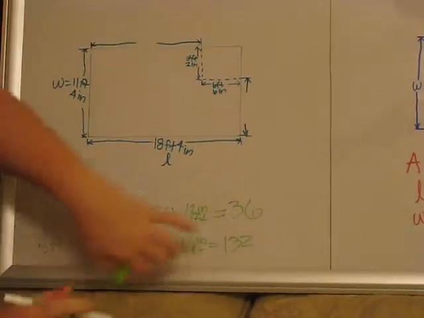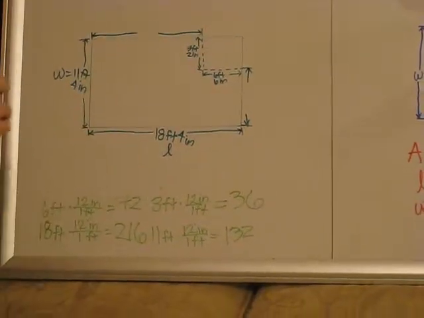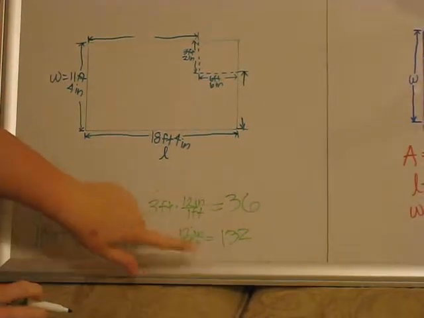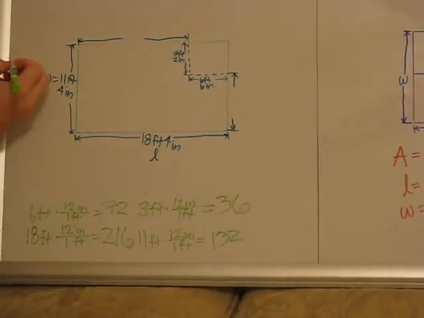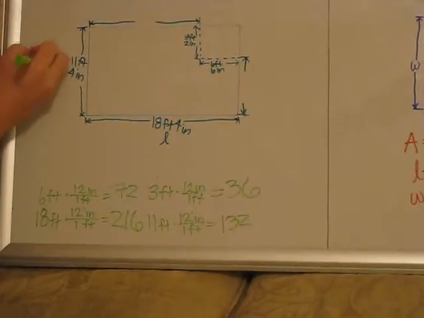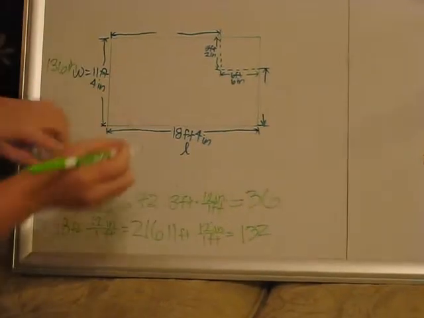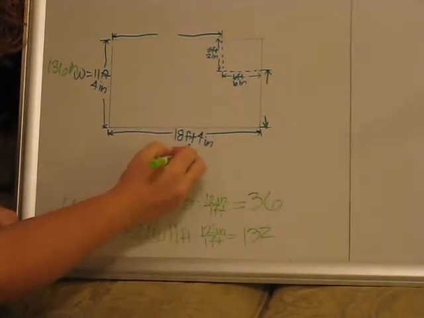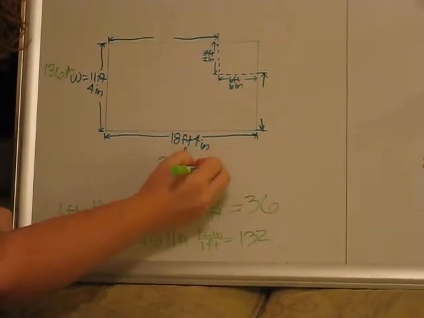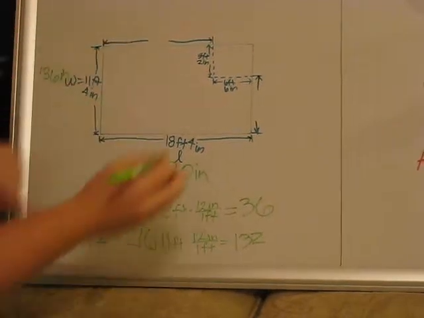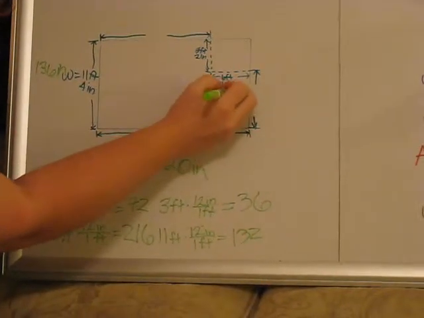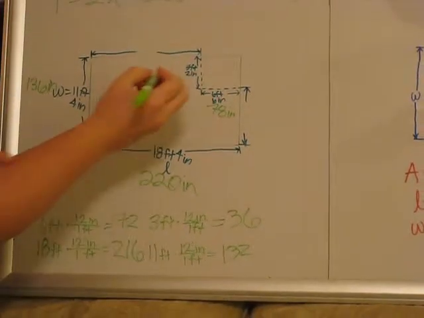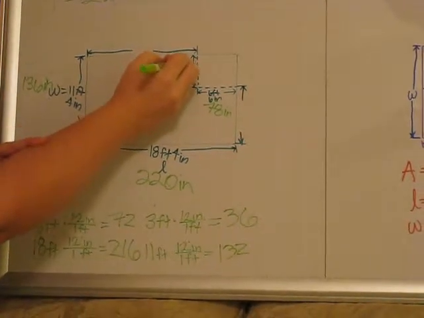And now I'm going to add these to the respective measurements that we have. So if I add 132 and 4, this length is now 136 inches. This side will then become 220 inches. This length will be 78. And this side will become 38 inches.